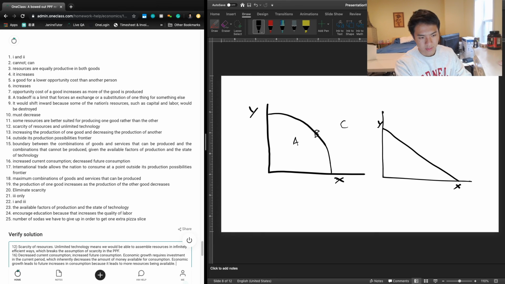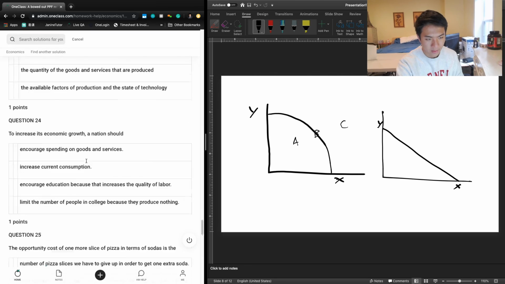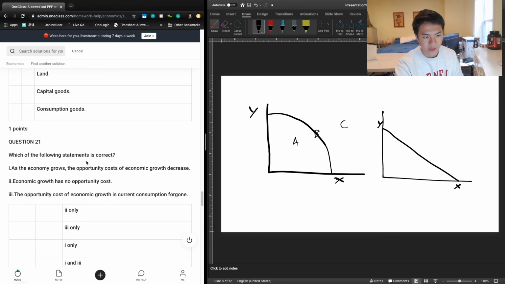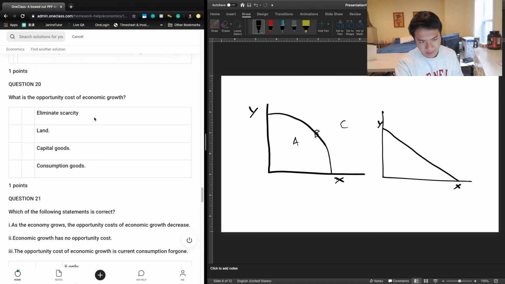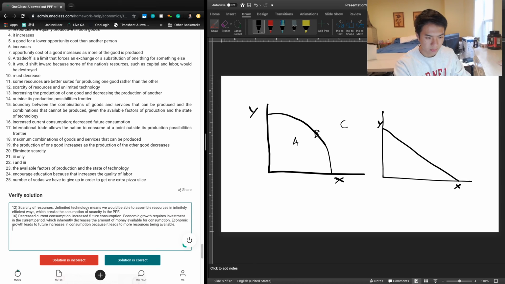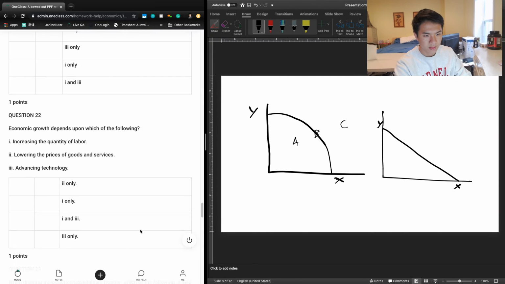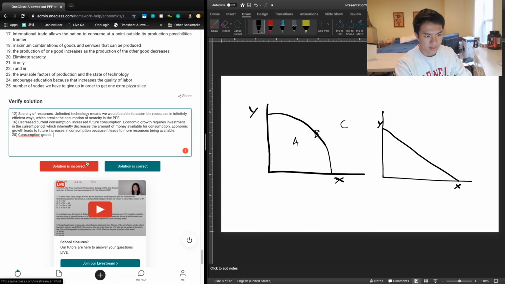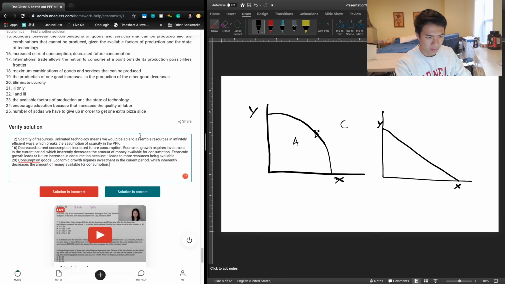Okay, so let's again take a look at what we were talking about. I think question 20 was what we were on. What is the opportunity cost of economic growth? It says eliminate scarcity. That's not the correct answer, so we have to modify that as well. The correct answer is actually consumption goods, for the same rationale that we gave before. There we go, that's the correct answer.